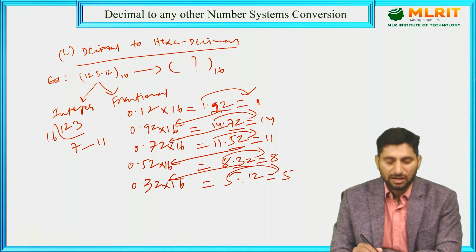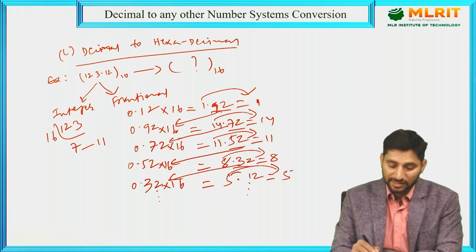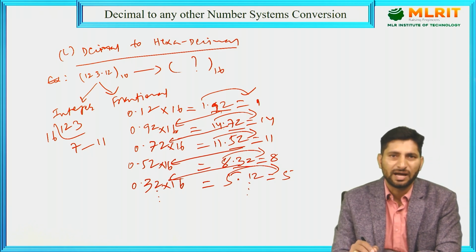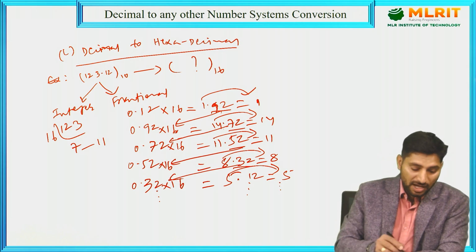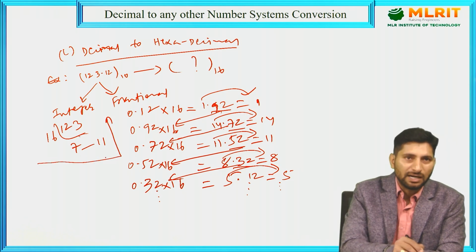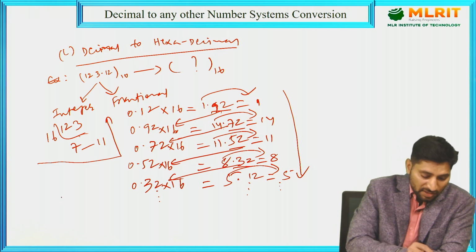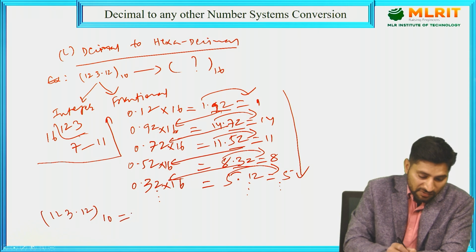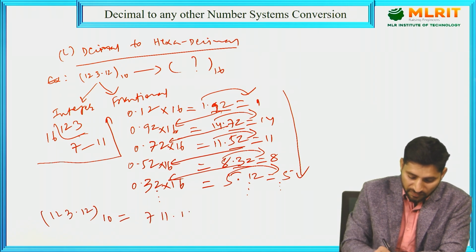So how many repetitions do I want till this fractional part becomes 0? I have to repeat it. So I hope this is also a never ending process. Now while taking the integer part, I have to take from bottom to top, and for the fractional part I have to take from top to bottom. So the final answer for this 123.12 in decimal is equivalent to 7B.1E85 and so on.